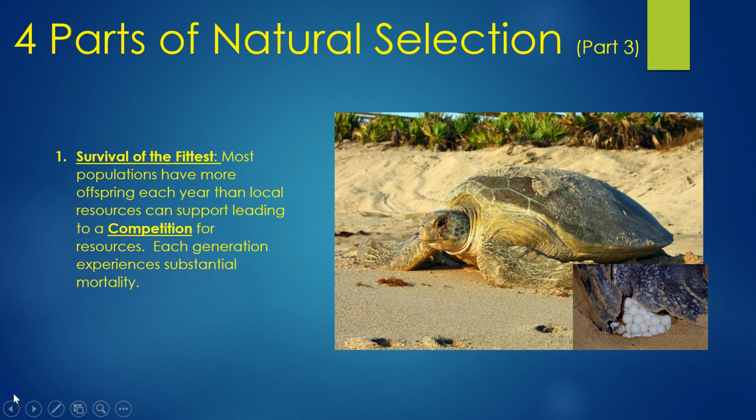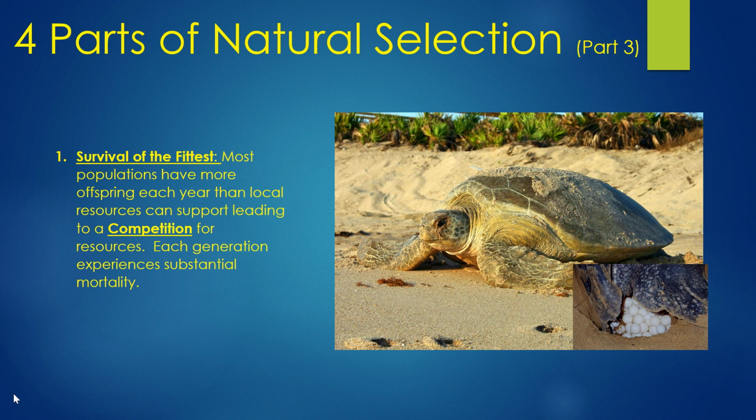Part 3 of natural selection is survival of the fittest. When you think about this, you have to think that most populations have more offspring than what the resources can support. And this leads into competition where organisms compete in order to stay alive. And that's the whole idea of survival of the fittest. The strongest individuals within a population will live and the weakest ones will die. So each generation will experience substantial mortality.